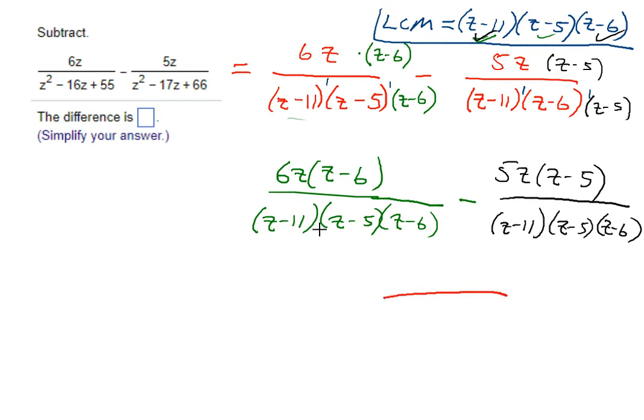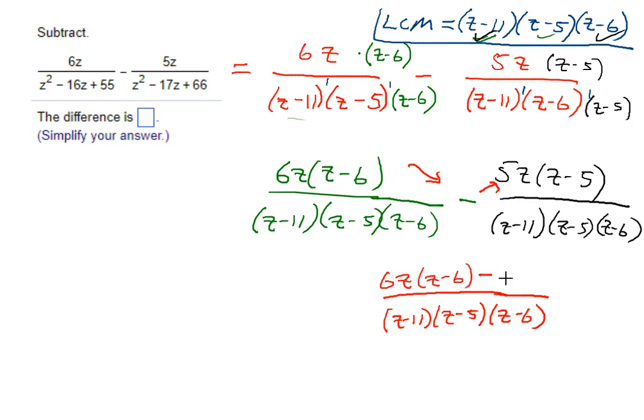The denominator will stay the same, right? Once you have a common denominator, it stays the same in my answer. It's going to be z minus 11, z minus 5, z minus 6. And then what gets subtracted are the numerators. So it'll be 6z times (z minus 6) minus 5z times (z minus 5). So now I've done what I was setting out to do. I've subtracted these two fractions into a single fraction.